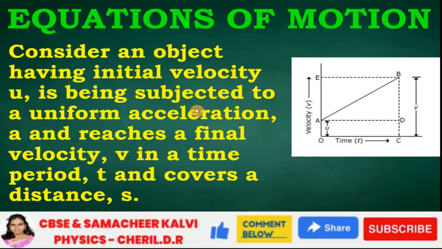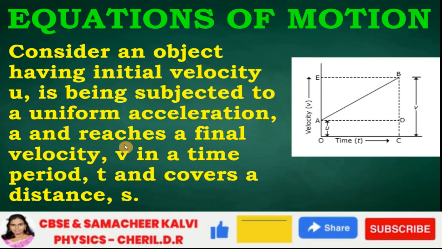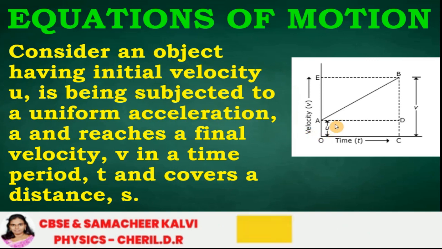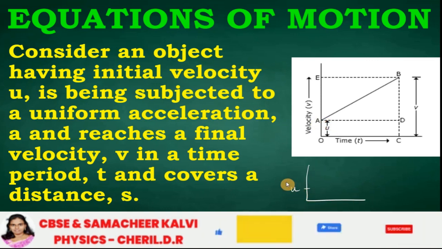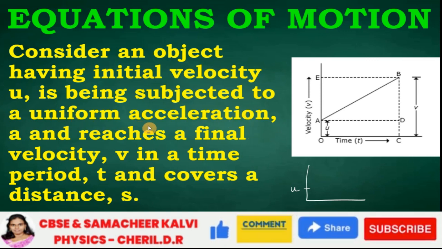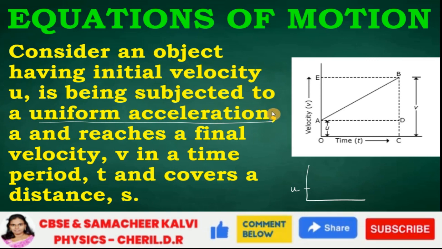Before we get into the velocity time relation, this consideration is going to be the same for all 3 equations of motion. After this only we'll start with everything. What is our consideration? We are considering an object having an initial velocity u. See, you have an object here where this is the initial velocity u, and it is subjected to uniform acceleration. Uniform acceleration means how will the slope be? The slope will be a slanting line, inclined with the time axis.